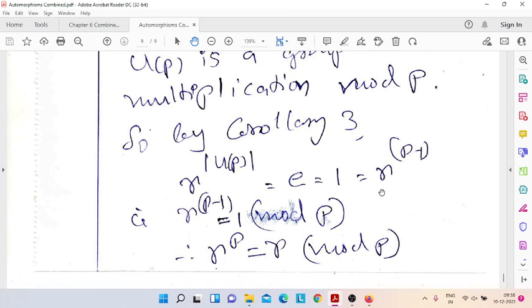Therefore, when r is raised to the power of p minus 1, we get 1. That means r to the power of p minus 1 is congruent to 1 mod p. Multiplying both sides by r, r raised to p is congruent to r mod p. That means when r raised to p is divided by p, and when r is divided by p, we get the same remainders. That's the end of the corollaries.